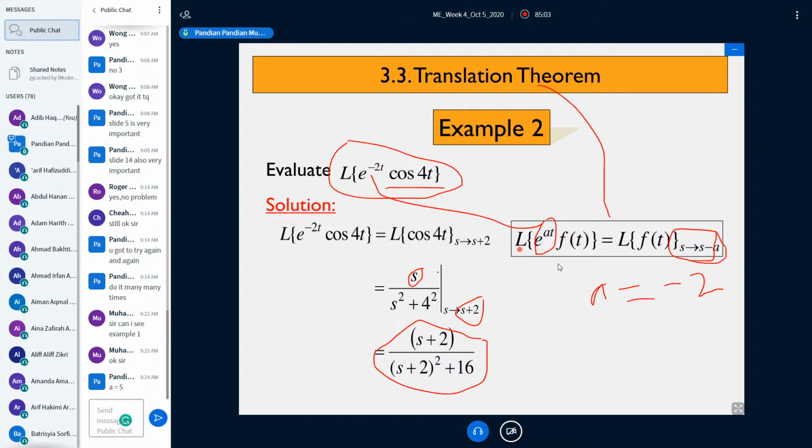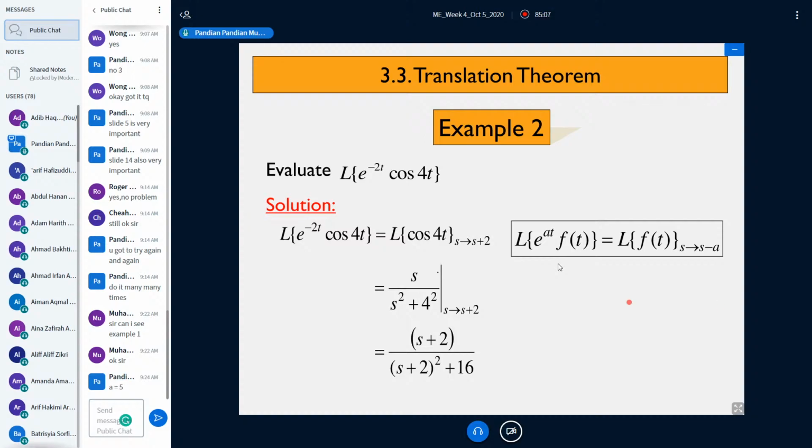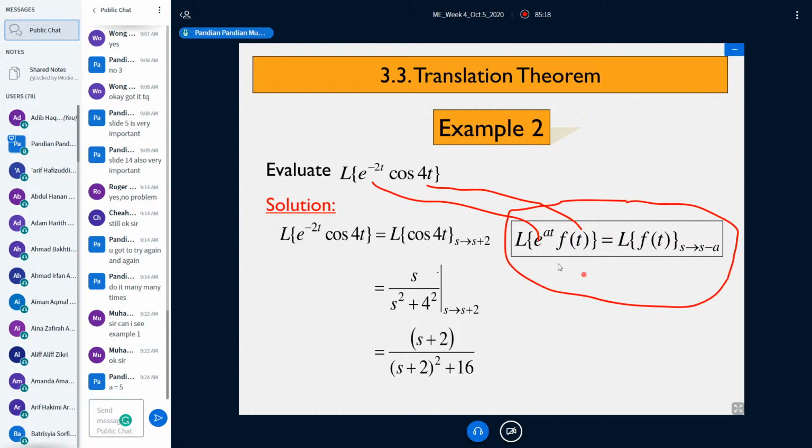Now, this one, e^(-2t). This is equivalent to e^(at), and f(t) is cos 4t. Don't get confused. That's why we always have to highlight this. This one is important: for Laplace of e^(at) f(t), the order must be the same. If they write cos 4t e^(2t), you have to rearrange to make it the same.